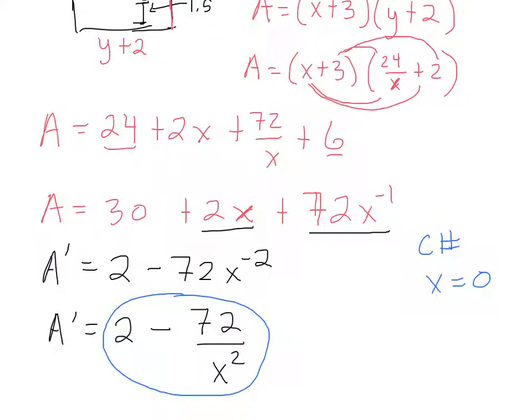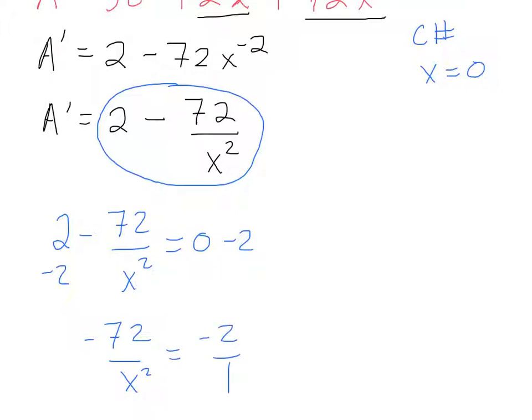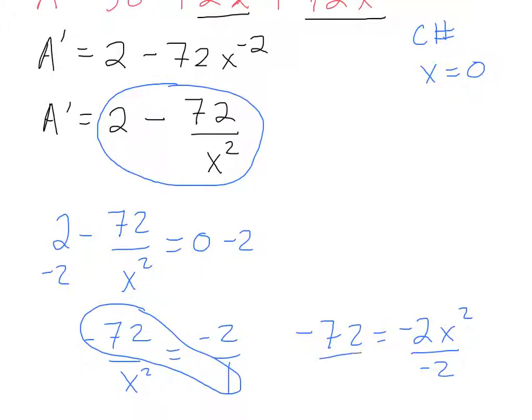So I've got 2 minus 72 over x squared equals 0. Okay, now there's a lot of things you can do here. One of them is you could subtract 2 on both sides. And so you'd have negative 72 over x squared equals negative 2 over 1. And now I could cross multiply. So I'd have negative 72 equals negative 2x squared. And now I'll divide by negative 2 on both sides.